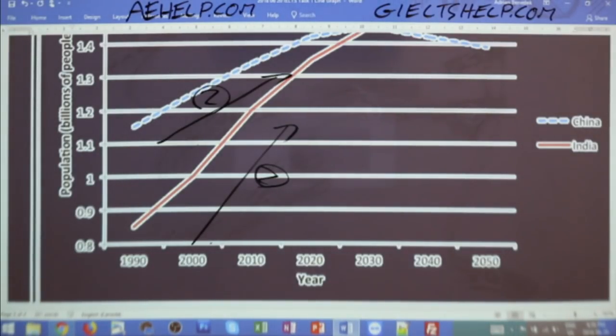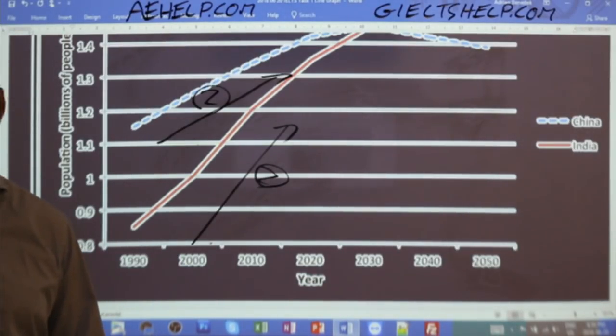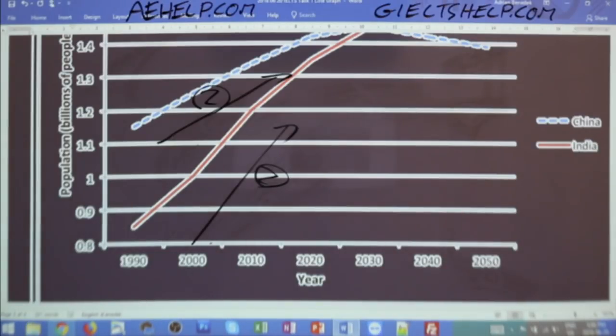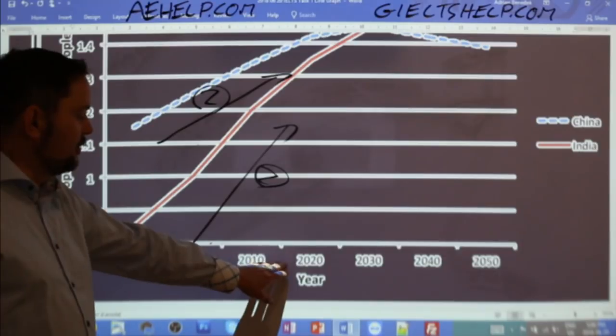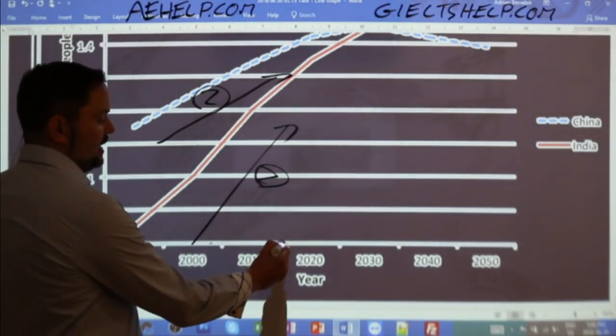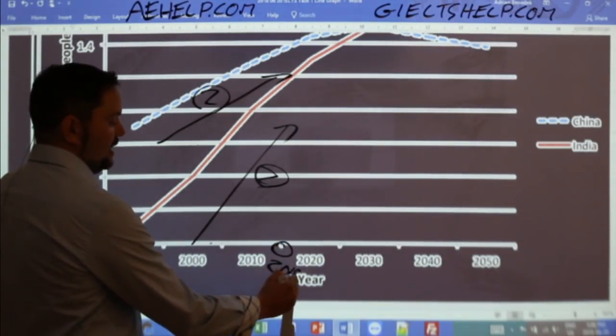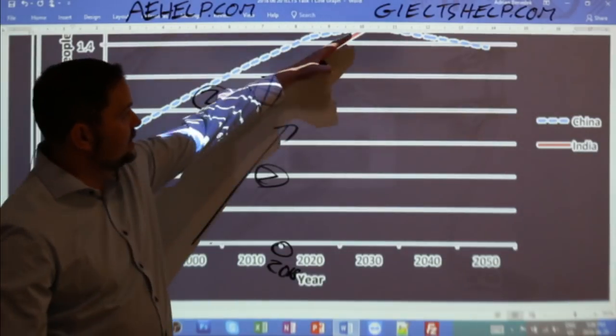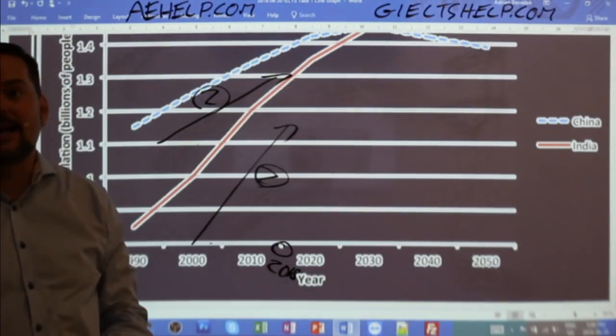Okay, "the population of India and China increased throughout the period from 1990 until present, and will continue to do so," or "is expected to continue doing so into the future." So you have to really, again, pay attention to what year you're in right now. You're right about here, right? This is roughly 2018.